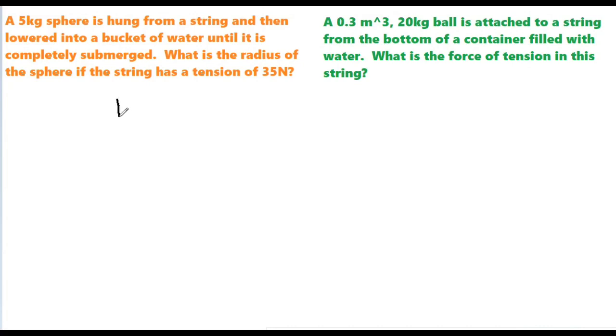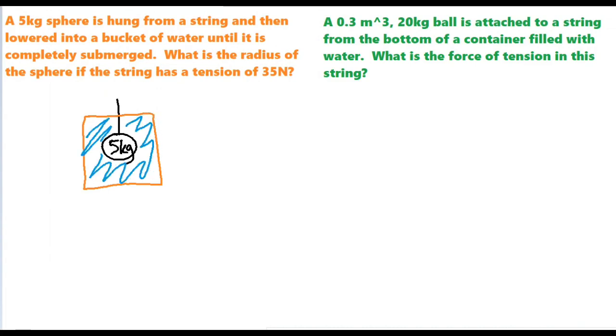So we have a string with a sphere attached to it. It is 5 kilograms and it is in a container that is filled with water. All right, so there's our initial drawing right there. And let's go ahead and label some of our forces so that we can start to set up an equation and then plug some variables in.